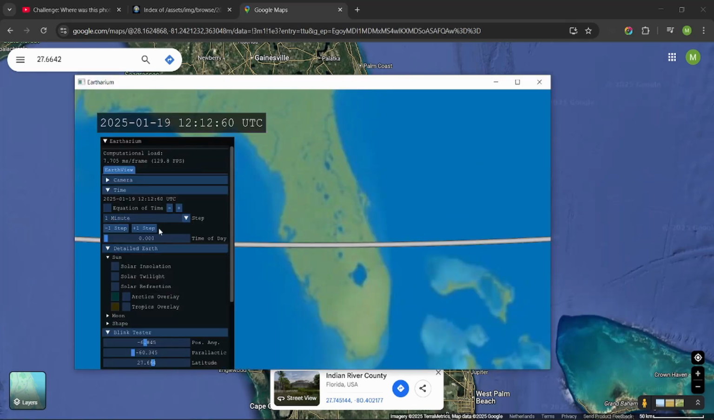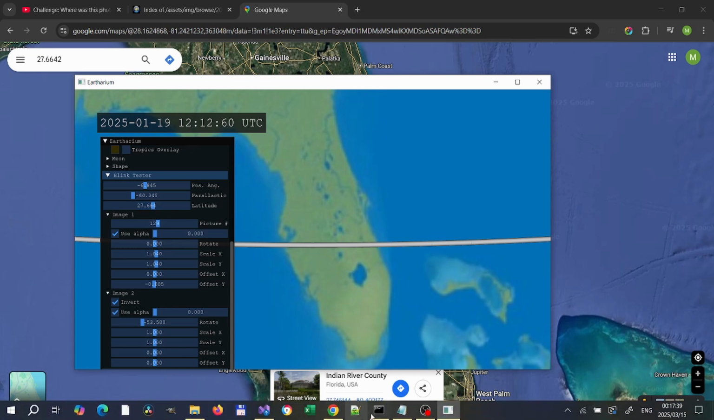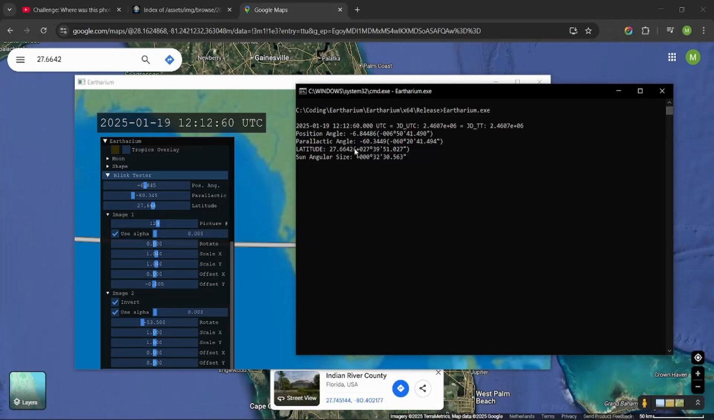I have a value here of 27.664, and if I hit the spacebar here once, that should pop out some more accurate values. And I say 27.6642. I have pasted that up here already. That is the latitude that my program arrives at with the rotation settings that I have dialed in here.